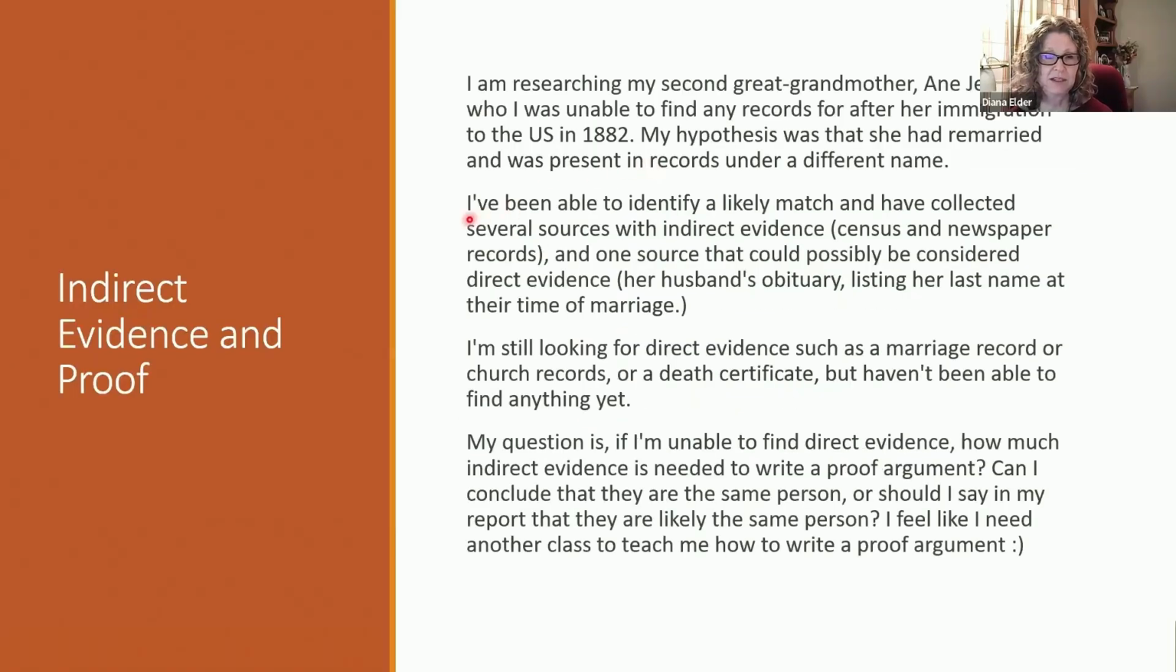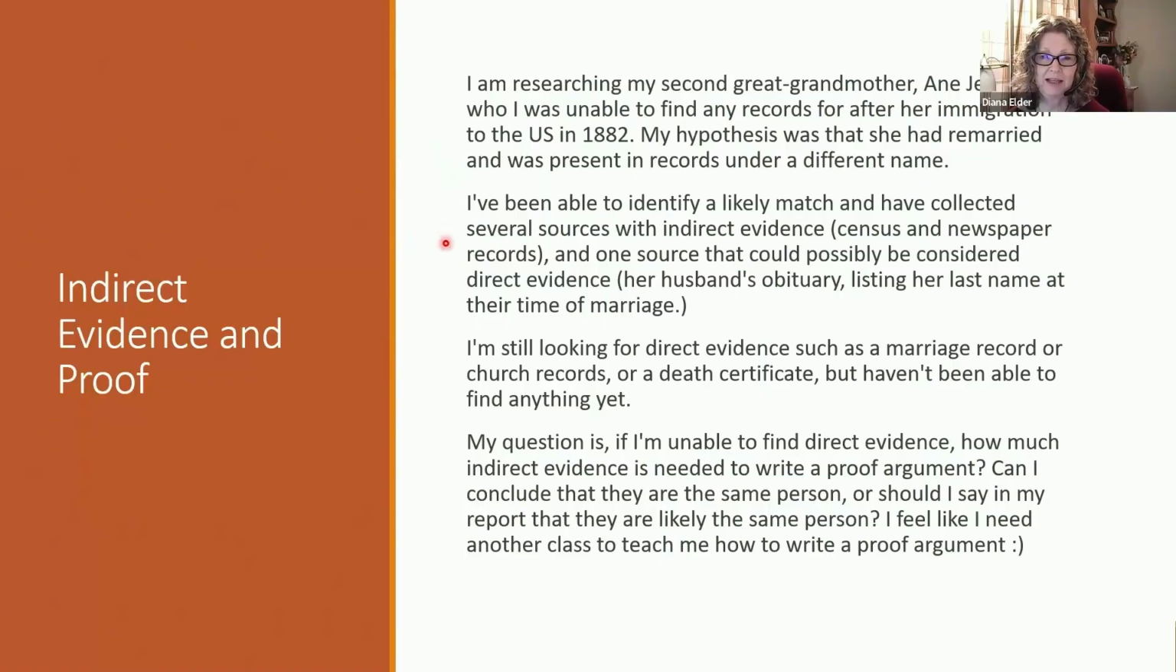So we're going to use a little case study, and this came up from one of our questions. I'm going to read through this and show you all the different pieces of evidence, and then we're going to see what we think about proof. So I am researching my second great-grandmother, Anne Jensen, who I was unable to find any records for after her immigration to the U.S. in 1882. My hypothesis was that she had remarried and was present in records under a different name.